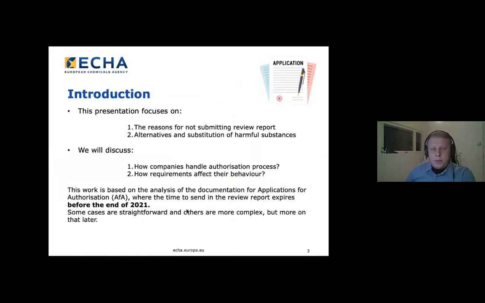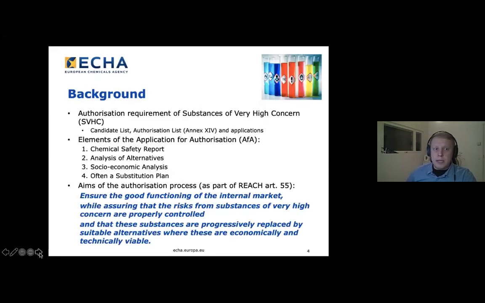Now, an important point is that when the application is made, there's a set date that the companies have time up until. And in order for them to continue using the substance, they have to submit a review report at least 18 months before that date, so that they may be able to continue using the substance. That point will become more relevant later on. Just to point out as well, some cases are straightforward, but others are a bit more complex, and I'll follow that up with some details later on.